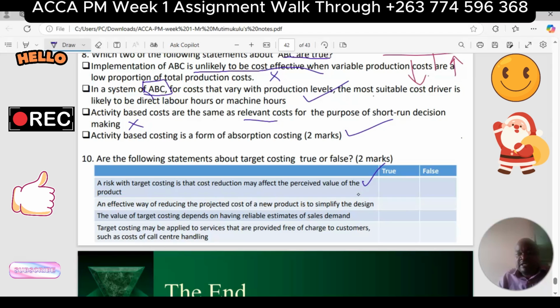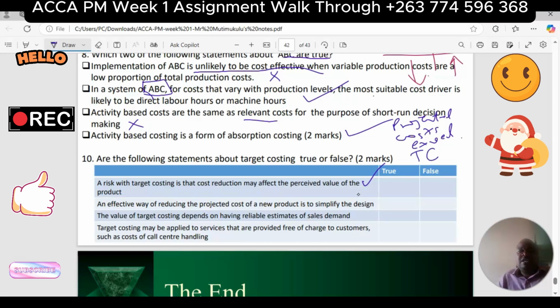when there is a target cost gap, management will do something to ensure that the gap is closed. We say that this occurs when the projected costs exceed the target cost. If they exceed the target cost, then we need to find measures to reduce that target cost gap. So this one is true, right? A risk of target costing is that cost reduction may affect the perceived value.